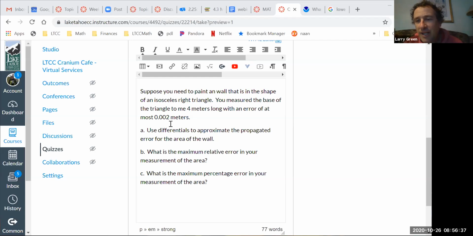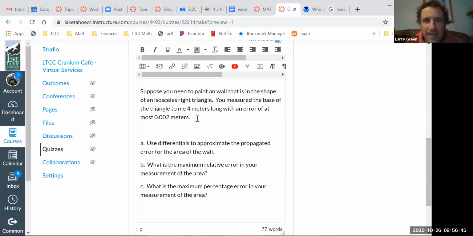We need a formula for the area. How do we find the area of this wall if it's an isosceles right triangle? The hint is it's quite easy. It's 1/2 the base times the height, but since it's an isosceles triangle, it's just 1/2 the base squared. Any questions on that? Let me write that out.